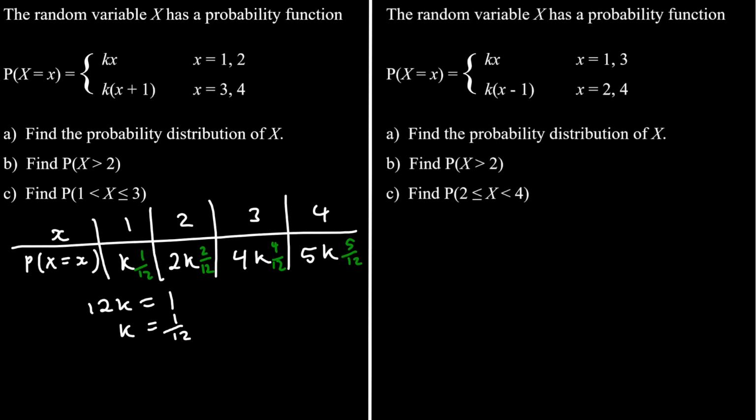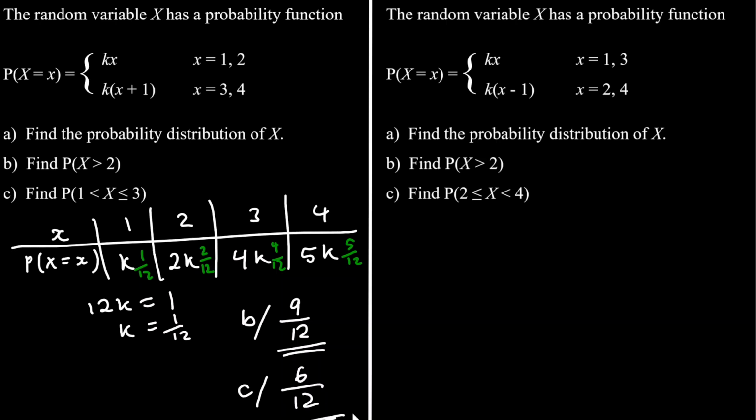Find the probability for part B that x is greater than 2. So if it's greater than 2, it can't include 2, so it can only be 3 or 4. So it's 4/12 plus 5/12, which is 9/12, or we could simplify it to 3/4, but I'll leave it as 9/12. Find the probability that x is bigger than 1 and less than or equal to 3. So we can only have 2 or 3. So 2/12 plus 4/12, that's 6/12, or 1/2.